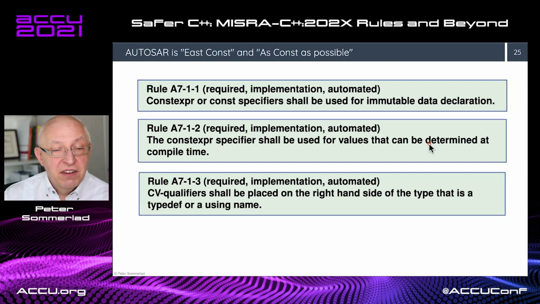AUTOSAR itself contains rules which I appreciate. It says east const and as const as possible. The as const as possible situation is what we should strive for, because it's much easier to review code that is using const and is actually doing good things. The east const part might be stylistic, but I still believe that it's a better way of reading declarations if they use east const. And if you really want to switch over between east and west, you can use Cevelop.